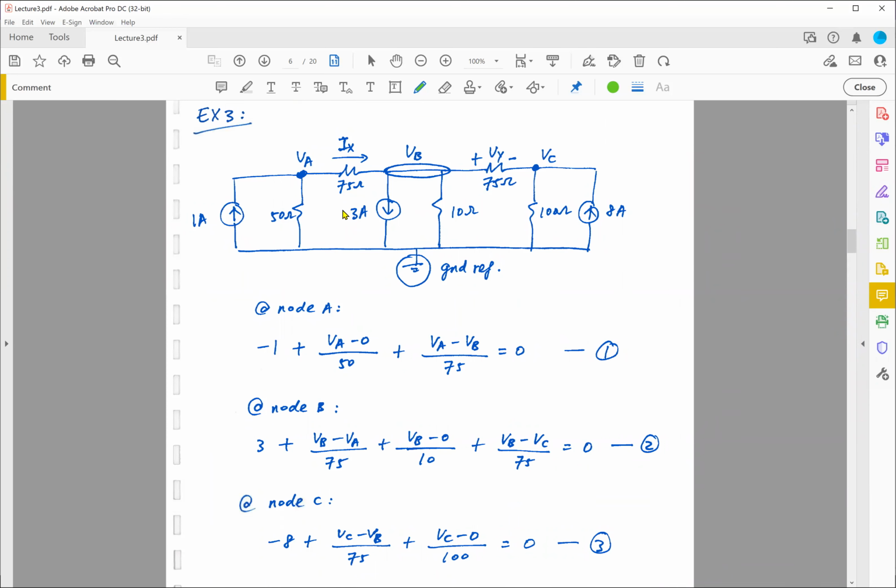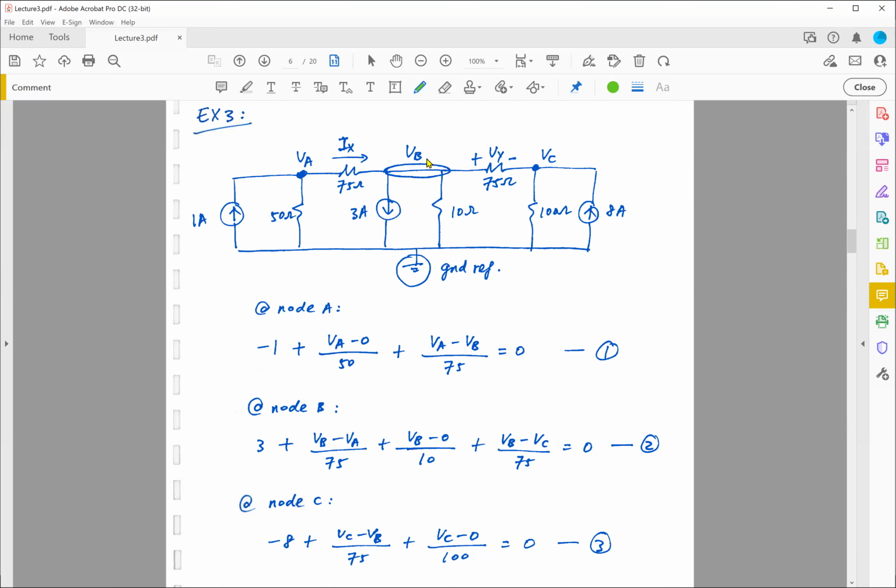I have, again, multiple current sources. In this case, I have 3, 1M, 3M, and 8M. I have a couple of nodes, node VA, VB, and VC. The question asks you to find also IX and VY, where IX is the current flowing through the 75 ohm resistor, and VY is the voltage drop across the 75 ohm resistor.